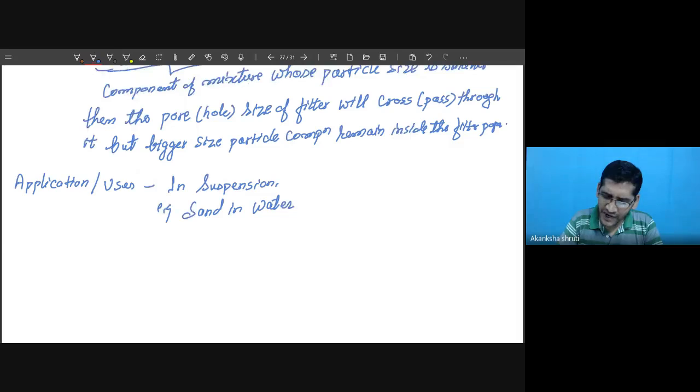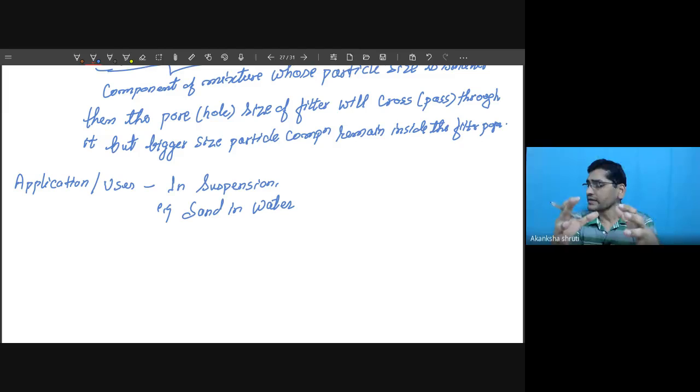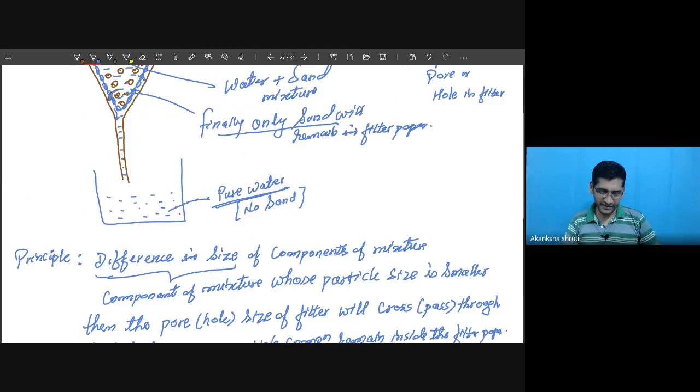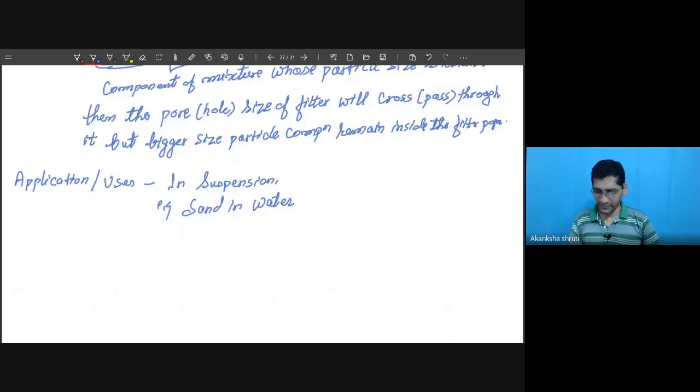Students, here we have to keep in mind the difference between the earlier sedimentation and this filtration. In sedimentation, we were not using any filter paper, but because of its mass, the heavier particle of the component was settling down. But in filtration, we are using a filter which has pores, and the smaller size particle will cross it, means the water will cross the filter paper, but the sand will remain inside the funnel in the filter paper. So it is so simple.